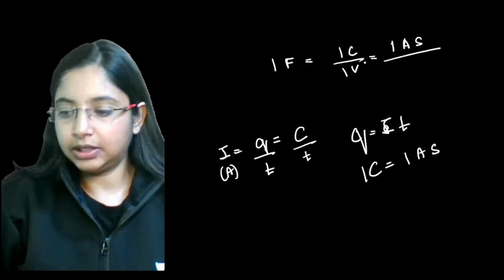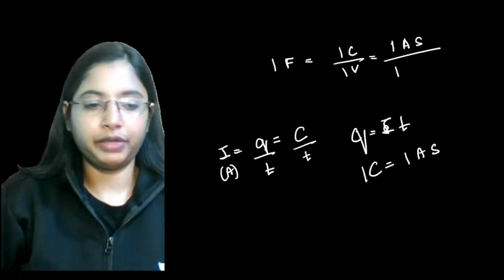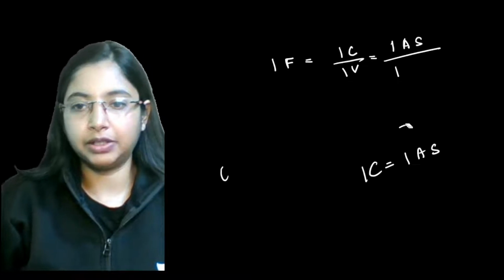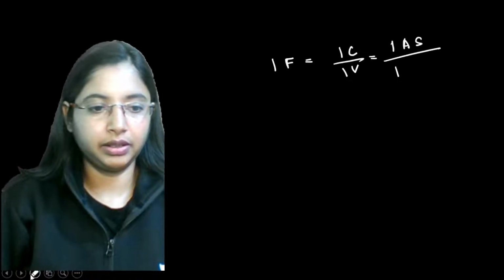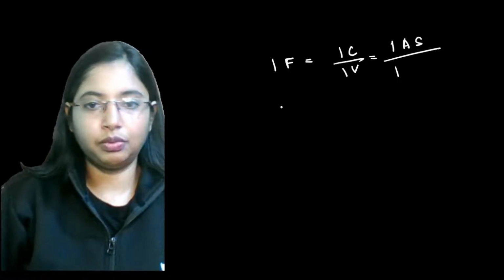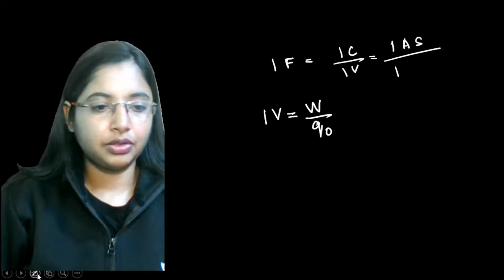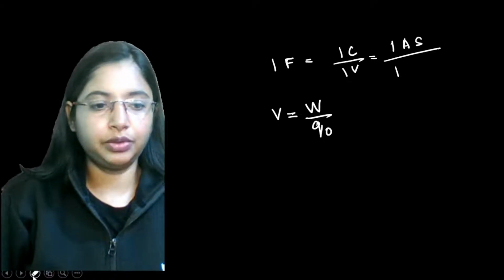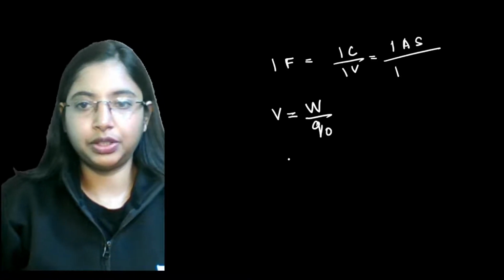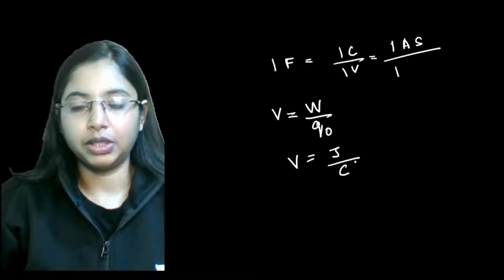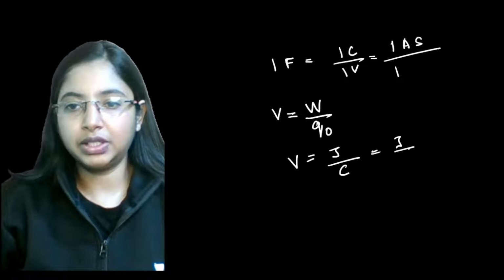Now volt is given by what? When we talk about 1 volt, we are talking about how much work is done per charge. Volt, or potential difference, is nothing but work done per charge. The unit of potential difference is volt, work done unit is joules, and charge is coulomb. Again, we know coulomb can be given in terms of ampere seconds.